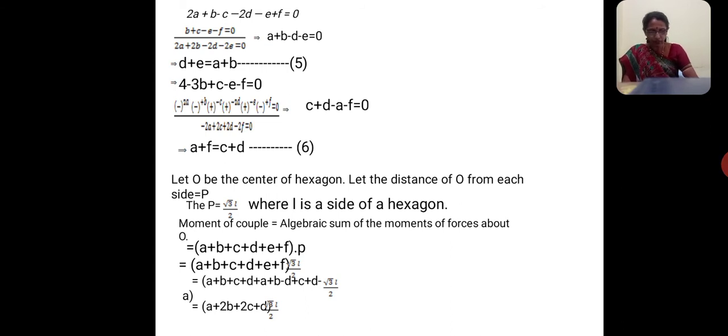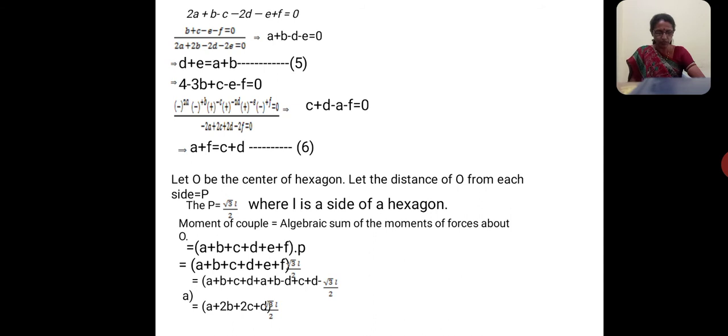Subtracting equation 3 from 4: B plus C minus E minus F equal to 0, and 2A plus B minus C minus 2D minus E plus F equal to 0. Changing the signs of the third equation, we get minus 2A plus 2C plus 2D minus 2F equal to 0. That implies C plus D minus A minus F equal to 0, that implies A plus F equal to C plus D. This is called equation number 6.